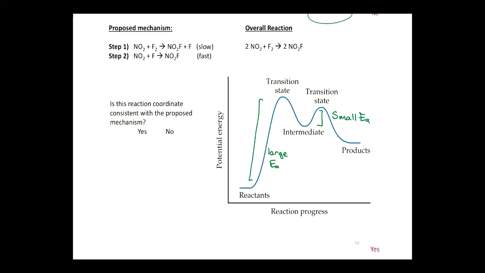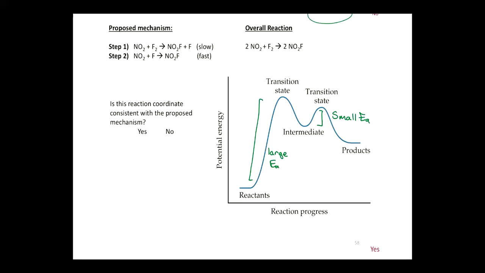This one's a little bit different. So here I have your proposed mechanism, slow step, first step, fast step, second step. There's the overall reaction. Is this coordinate diagram consistent with this mechanism? What are we looking at? We're looking at the activation energies. I'm telling you that the first step is the slow step.